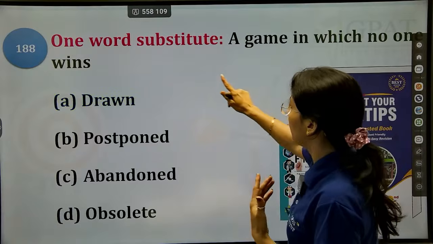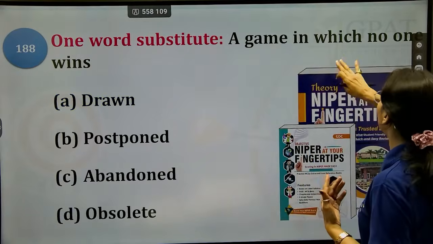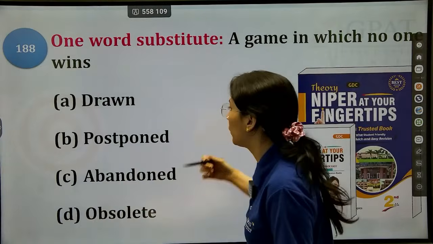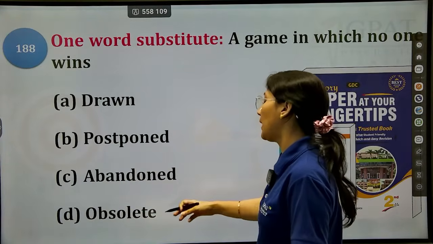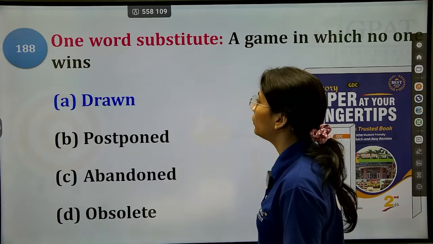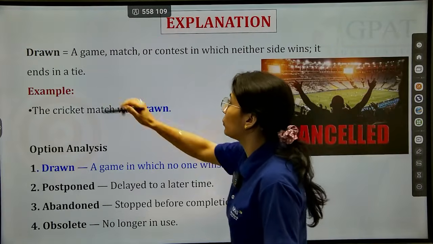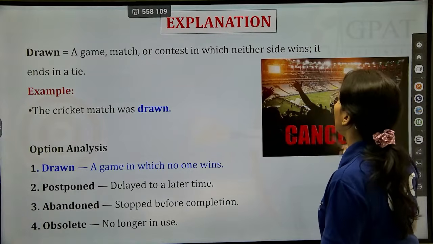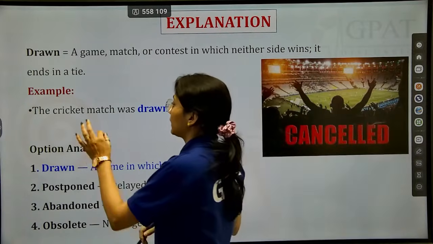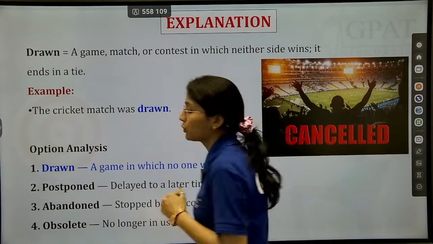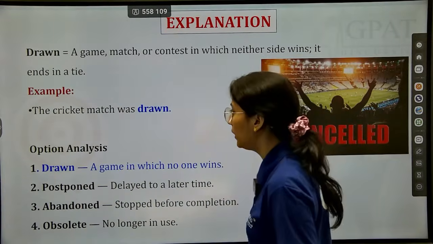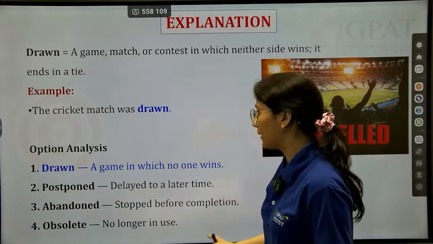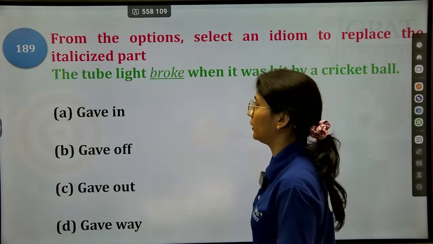Now one word substitute. A game in which no one wins is said to be what? Drawn, postponed, abandoned, obsolete. So drawn is the correct answer. Drawn is a game, match or contest which neither side wins, it's a tie. So the cricket match was drawn. Postponed means delayed, abandoned means stopped before completion, and obsolete means no longer in use.